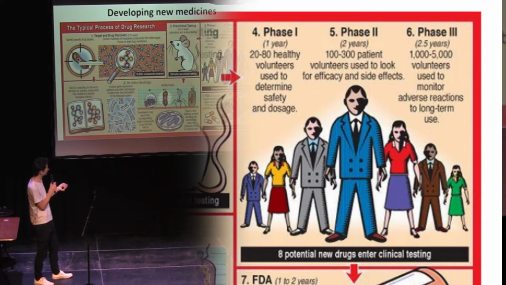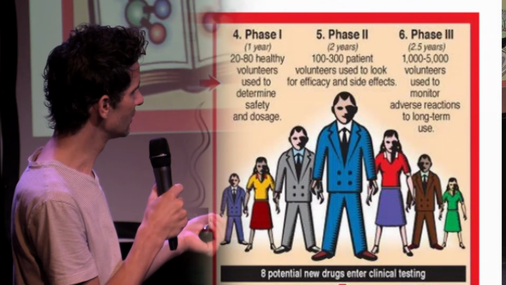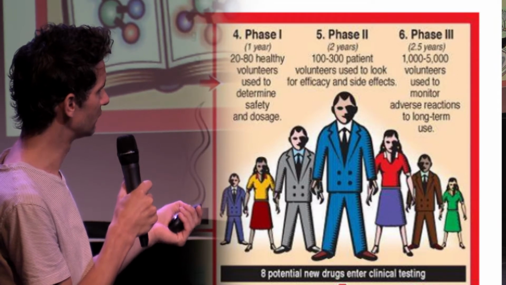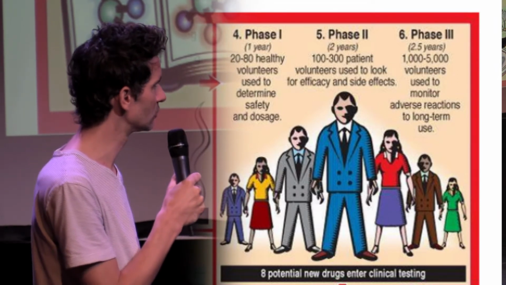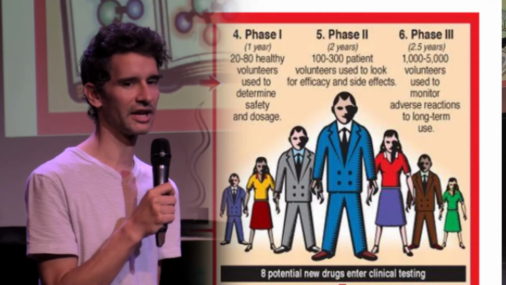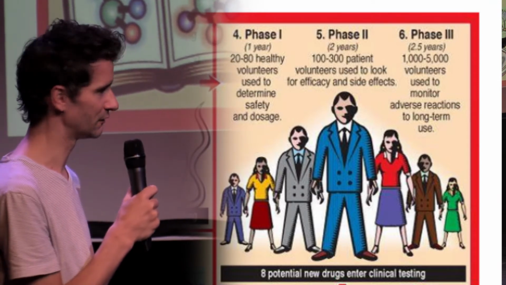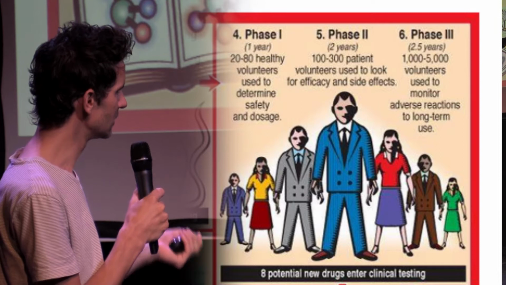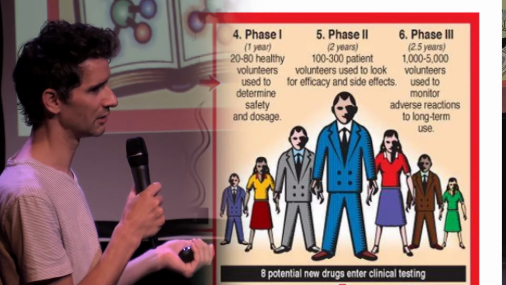In the first phase, this compound is given to healthy volunteers to test if this compound is safe. If that's the case, then we move to the second phase, where this potential drug is now actually given to volunteers that are sick to assess if this drug can actually treat the disease. And if that's the case, the drug is then moved forward to phase 3, where the drug is given to a large number of volunteers to study if there are any long-term or side effects. And only if all of that is completed, then the drug is finally approved, so it can reach the market and the pharmacies.